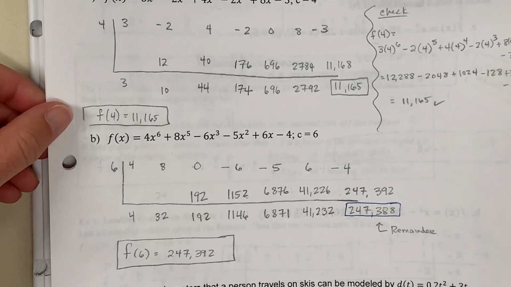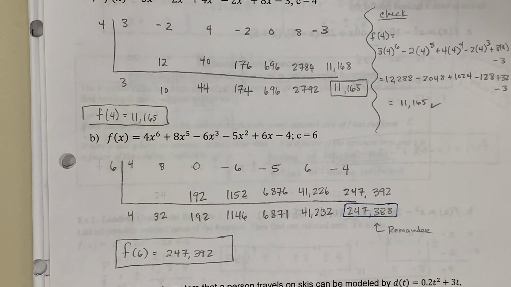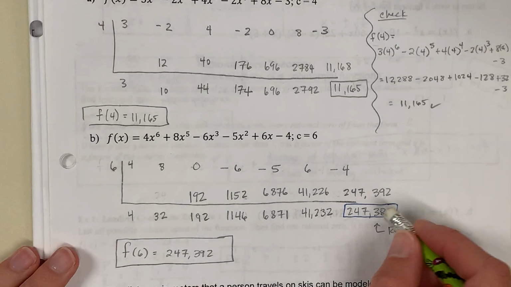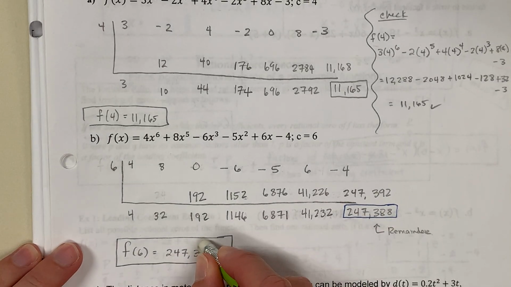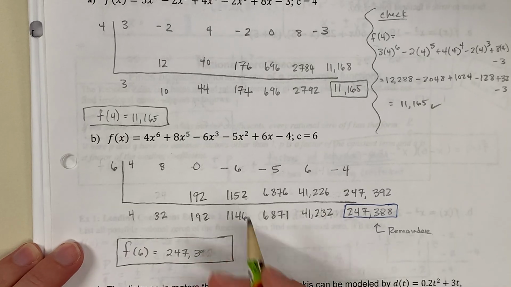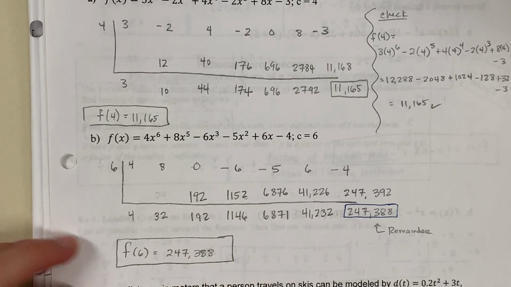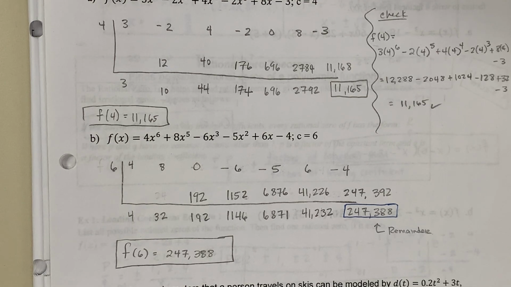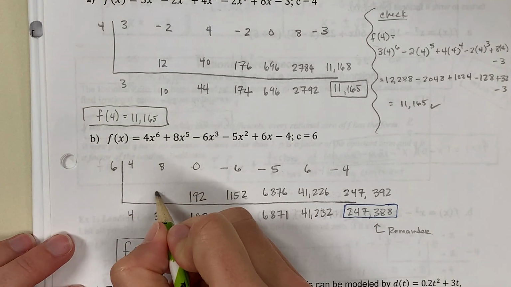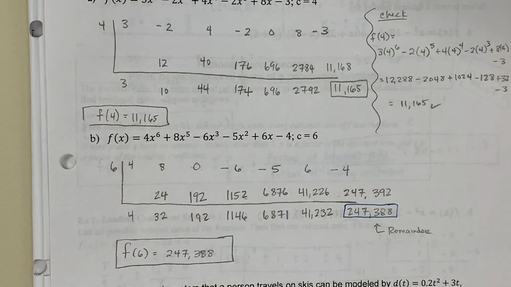Okay, the answer to letter B, f of 6 is equal to 247,388. I think I wrote down the answer incorrectly. 388. Let me erase this here real quick. So I have my remainder right there, but then I wrote down 388. So what I want you to do is go through, check your work, make sure that you can come up with and get the following answer.